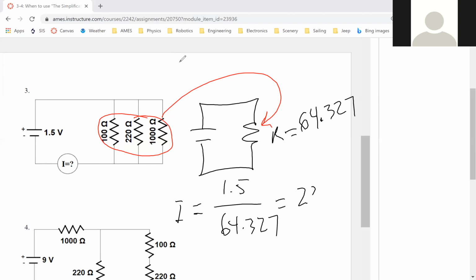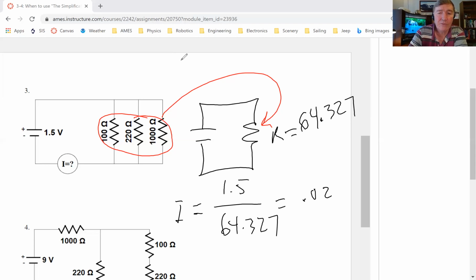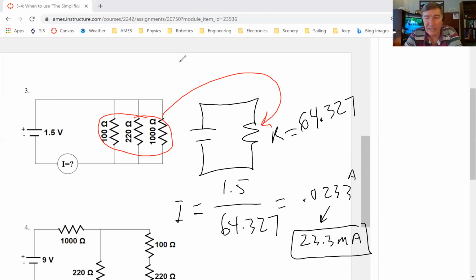I got 23.3 milliamps. Okay, so then the number that appeared on your calculator would have been 0.0233. Yeah. And electricians prefer to convert that into milliamps. So 23.3 milliamps. Okay. All right. And that agrees with what almost everybody else got.